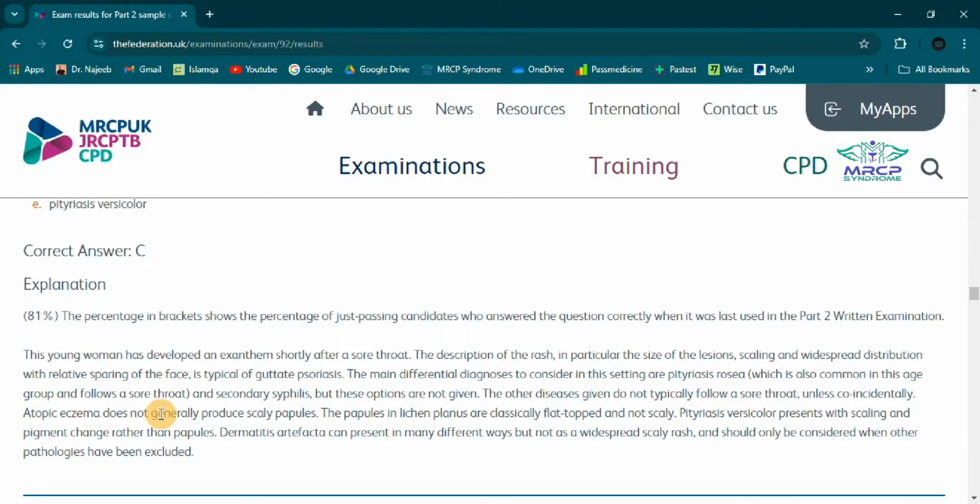Atopic eczema does not generally produce scaly papules. The papules in lichen planus are classically flat-topped, not scaly. Pityriasis versicolor presents with scaling and pigment change rather than papules. Dermatitis artifacta can present in many different ways but not as a widespread scaly rash, and should only be considered when other pathologies have been excluded.